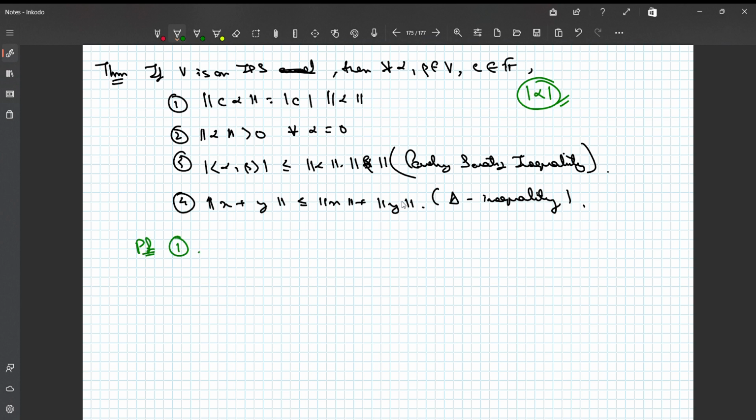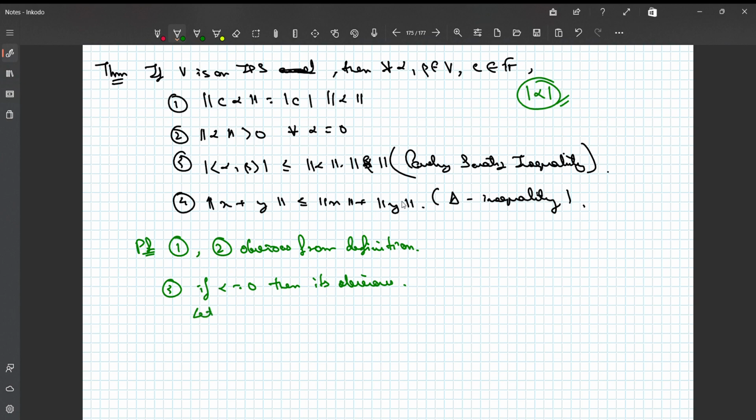Proof. Now see, 1 and 2 are quite obvious from the definition. You just apply the definition of a norm as the positive square root of the inner product, and then you will eventually get it from the properties of the inner product only. 3 needs quite a bit of attention. See, if alpha is 0, then there's nothing to prove, right? If alpha is 0, then it's obvious, right?